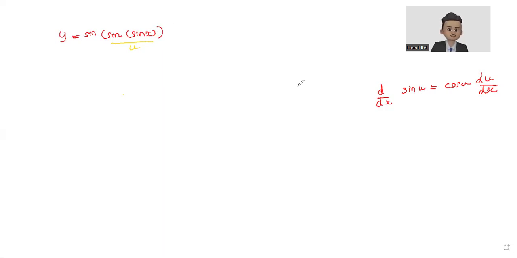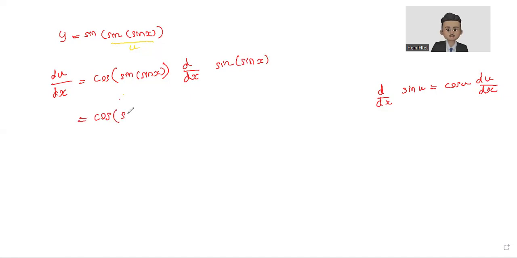Let's go. I will write du over dx. When you differentiate sine u, you get cos u. U is here, sine of sine x. Then you need to differentiate u again. Differentiating dy dx, u is sine of sine x. So this one is cosine of sine of sine x.